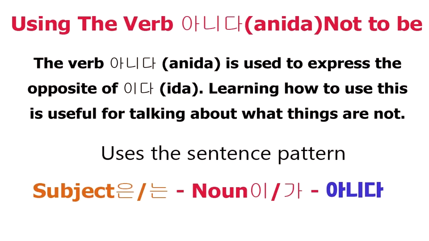Using the verb 아니다, not to be. This verb is used to express the opposite of 이다. Learning how to use this is useful for talking about what things are not. It uses the pattern subject, 는, noun, 이/가, 아니다.